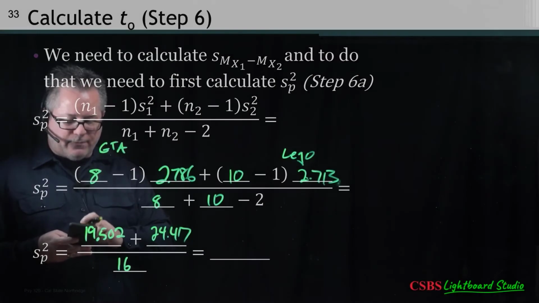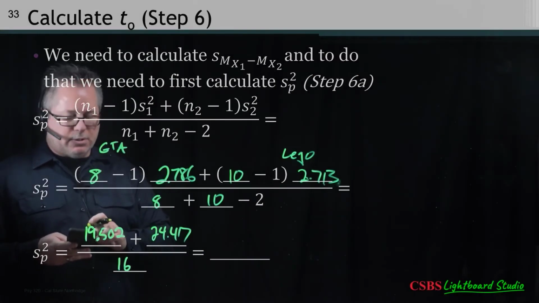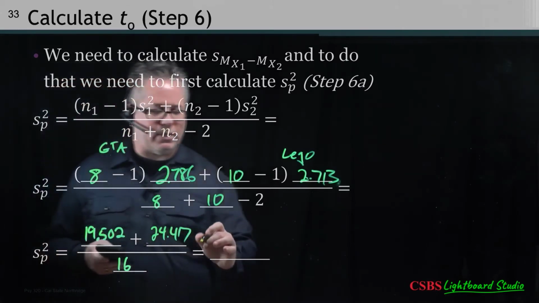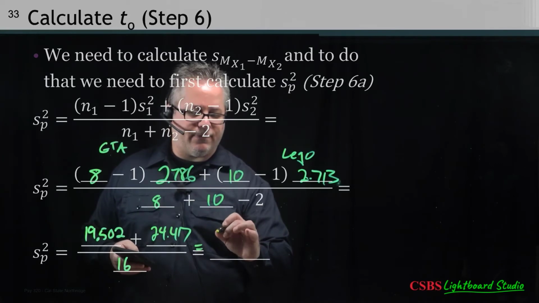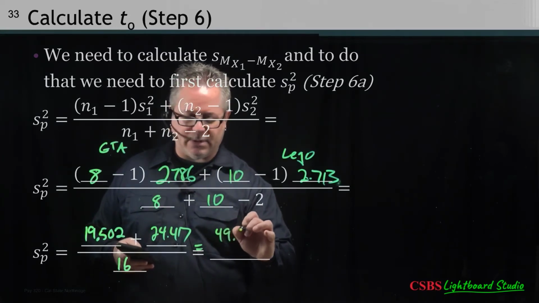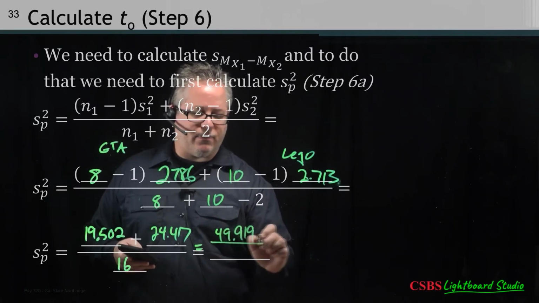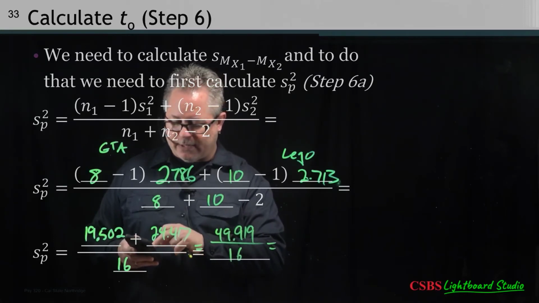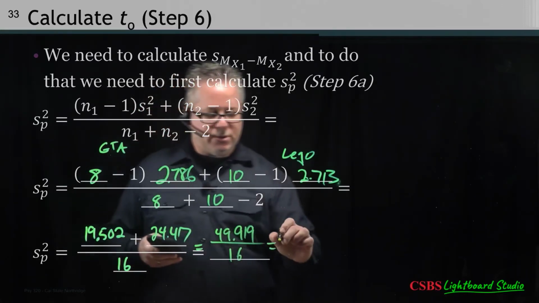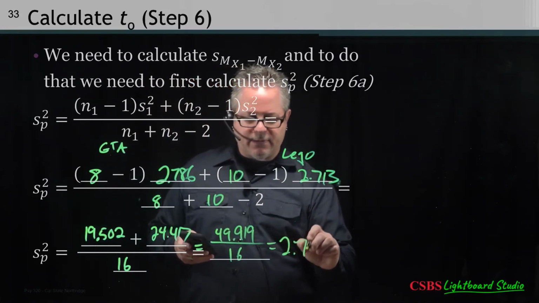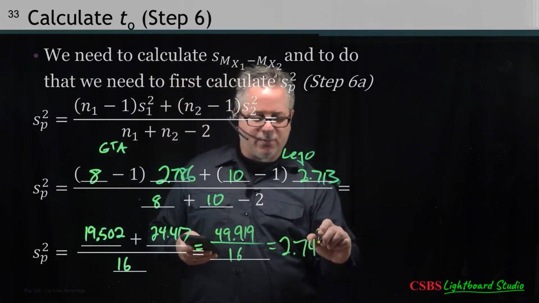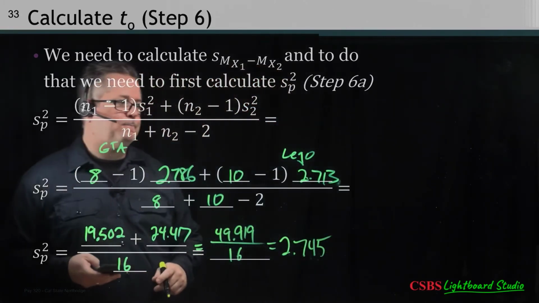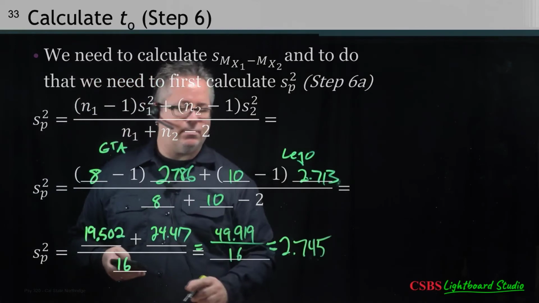So 19.502 plus 24.417 equals 49.919. Actually, I'll even write it here just to be complete. This is 49.919 over 16. Okay, so 49.919 divided by 16 equals 2.7449, so 2.745. And this is our pooled variance.